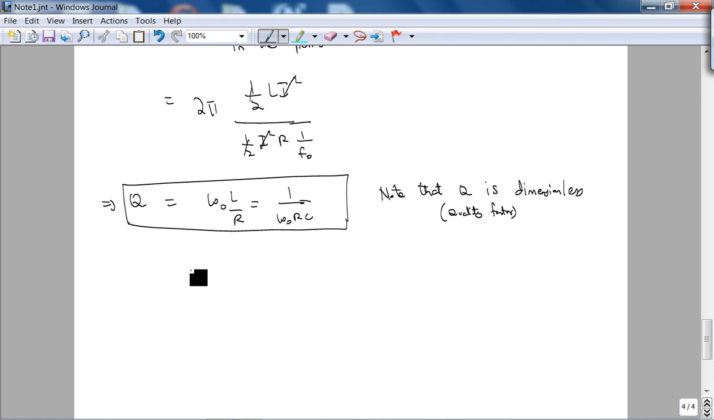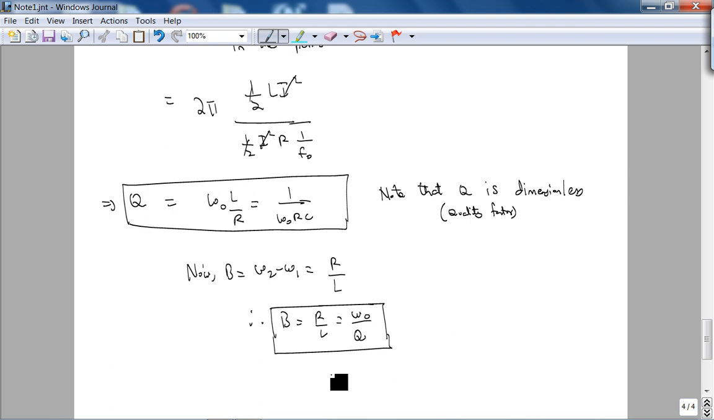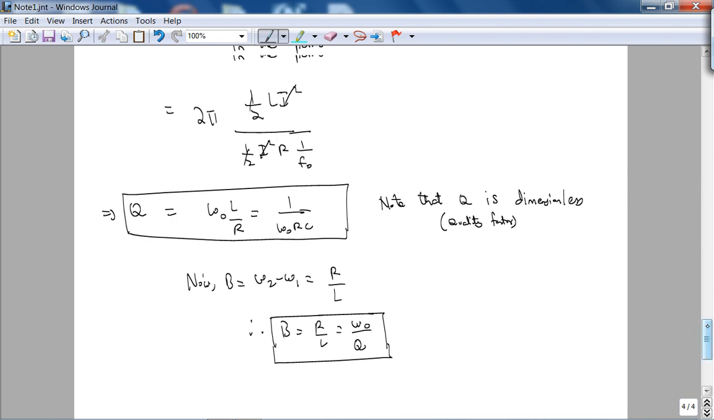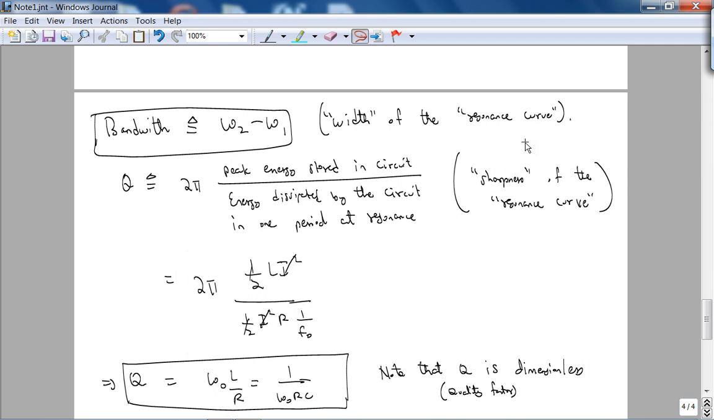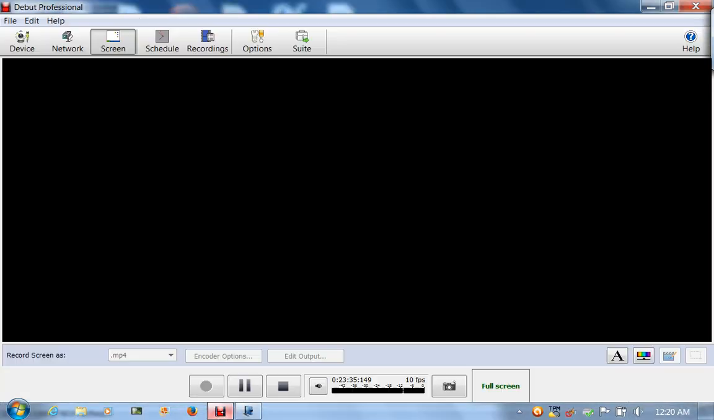Note that now, bandwidth, which is omega 2 minus omega 1, will become R over L, okay? Therefore, bandwidth is R over L, which is omega naught over Q. Okay. Again, all these expressions are valid for a series resonance circuit. And in the next lecture, when we conclude the series resonance circuit, we will see what you mean by this sharpness and resonance curve, etc. But a hint here is, as you make R smaller and smaller, this Q goes higher and higher, and in the limit, it goes to infinity. So we'll see what the implications of all this are in the next lecture. See you then.